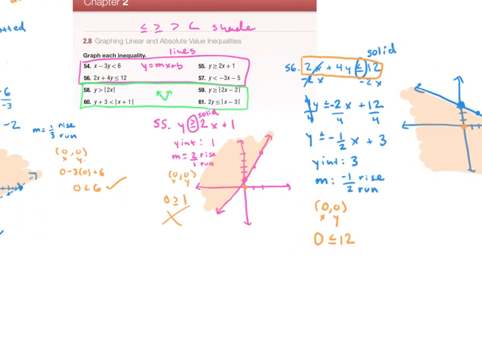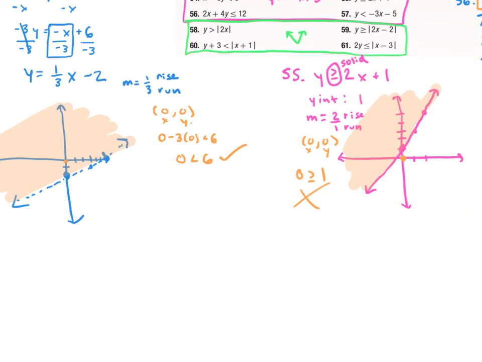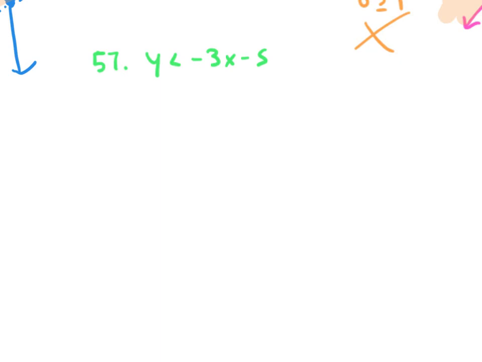Okay, we have one more graphing our lines. So 57. So this is y is less than negative 3x minus 5. What do we do first? Is it in slope-intercept form already? Yep, so we don't need to put it into slope-intercept form because it's already there.